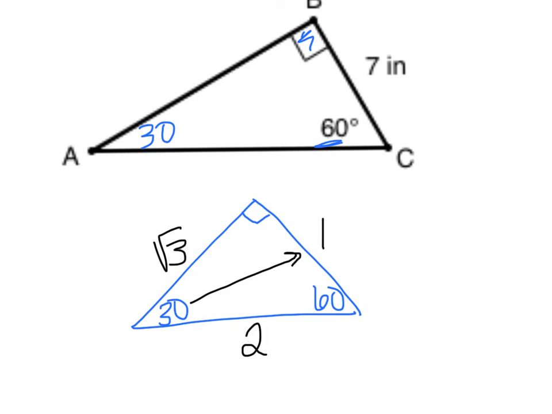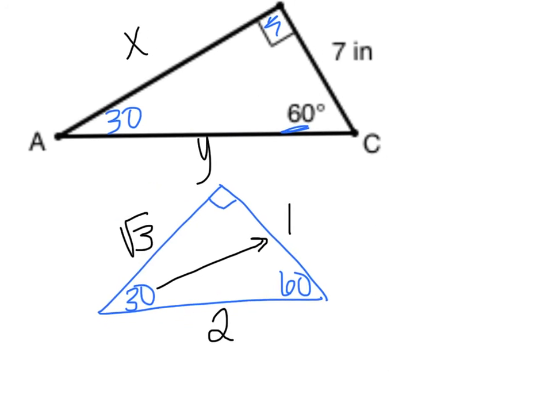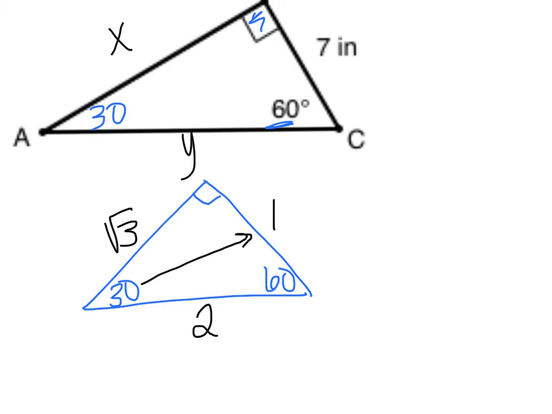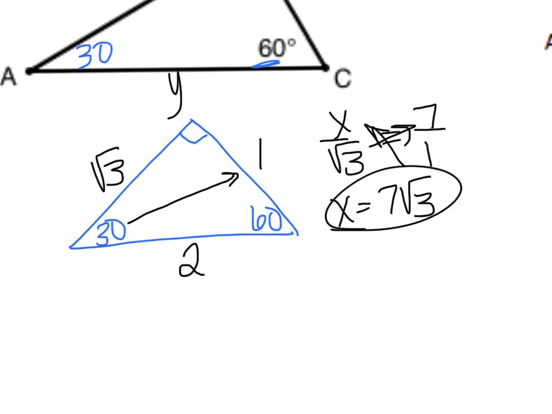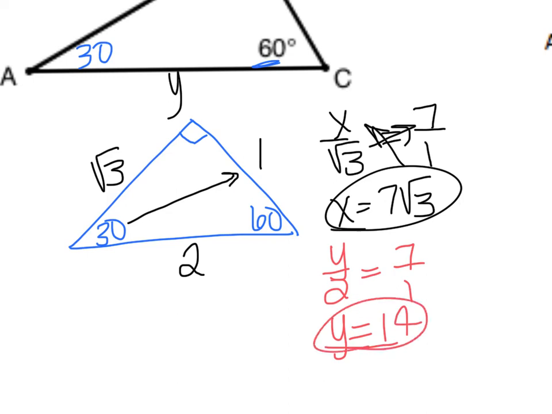So in order to find all 3 sides, I need to find AB, and I also need to find AC. So let's go ahead and do that. So let's find x first. So x over root 3 equals 7 over 1. Cross multiplying, I'm going to get x equals 7 root 3. And then in order to find y, I'm going to use y over 2 equals 7 over 1 again. So y is going to equal 14. Whoops, I wrote 17. Just kidding. So y equals 14. And there are your 3 sides.